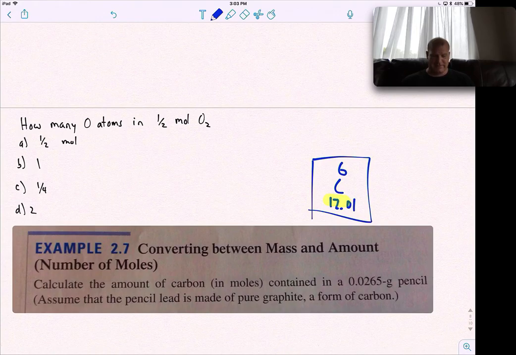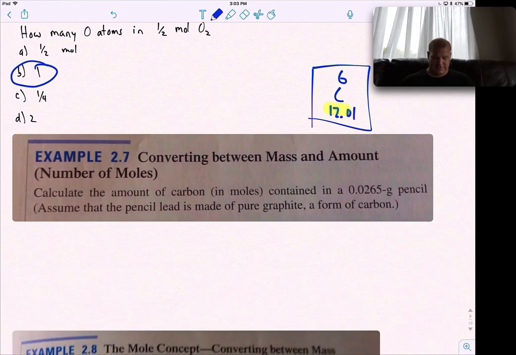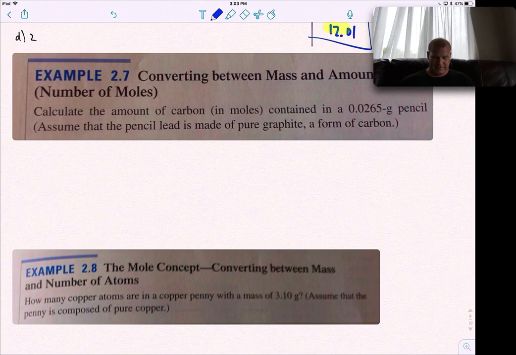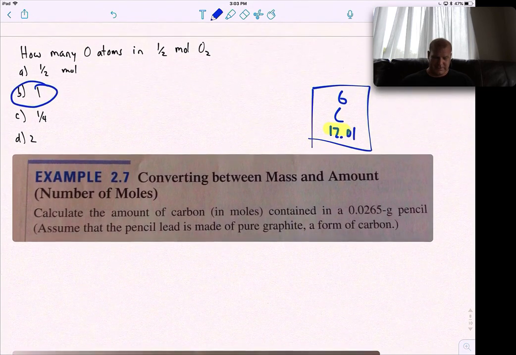So this was meant to be a trick question, because in a half mole of O2, the bottom number means that there are 2 oxygen atoms. So a half mole of O2 oxygen actually has a full mole of oxygen atoms. So let's do some more calculations.